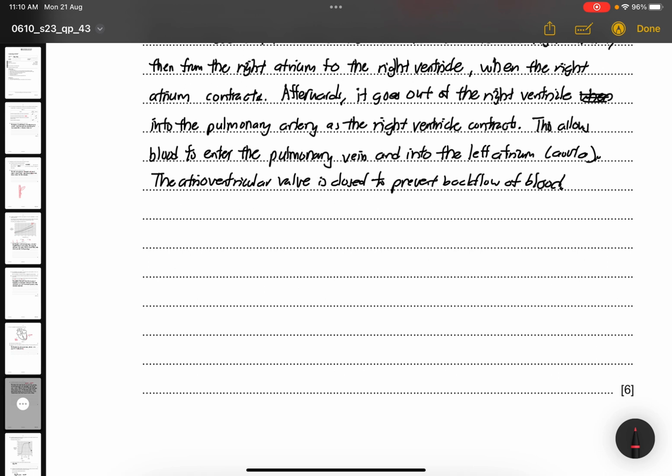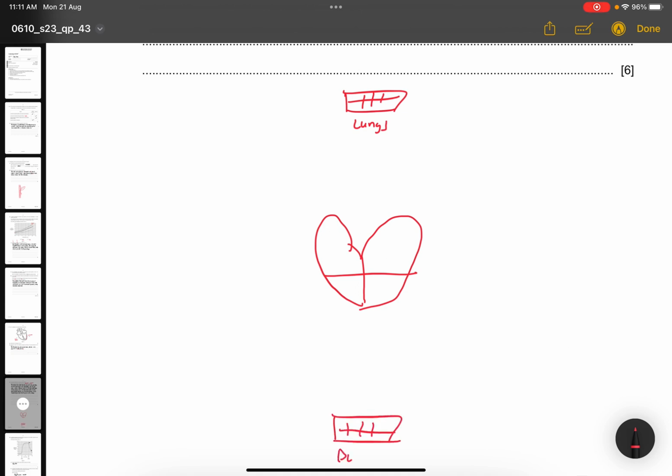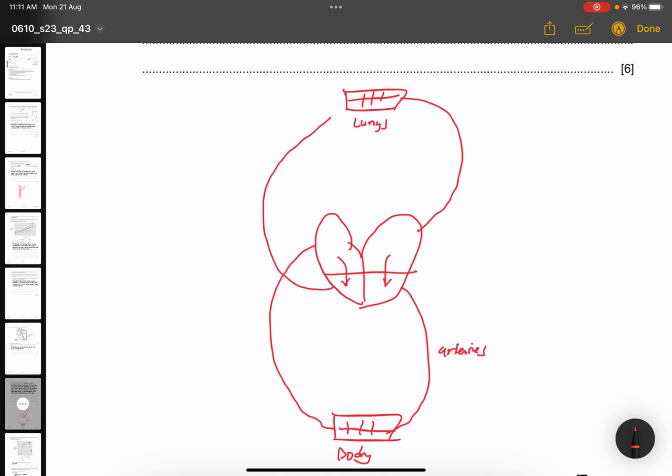Okay, if you are always confused about how to start this question, I would usually draw a diagram. What kind of diagram? Basically just a simple sketch of the heart. Then you draw the lungs, and this is the body. So what happens is that the lungs transport the blood, it goes here, and then it goes inside here, and then it leaves to the body. It goes away from the heart through the arteries, and then it goes back to the right atrium, and then it goes down, then it goes back to the lungs.